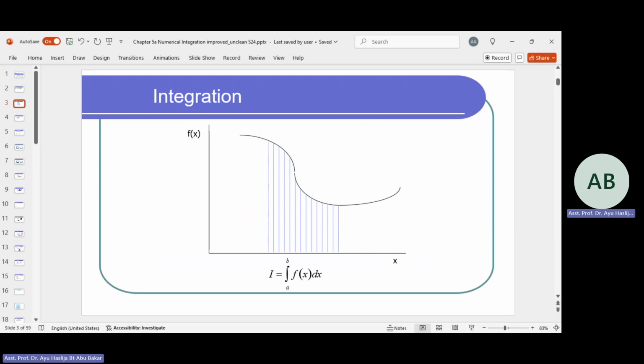So let's say you are given this function. This is your function, f(x). Now you have to integrate the function from a to b. Okay, so a is your lower range, b is your upper range. Now you need to find what is the area under the curve for this range. Okay, that is integration in numerical. So you need to know what is your f(x), what is your a and b. That is the basic thing.